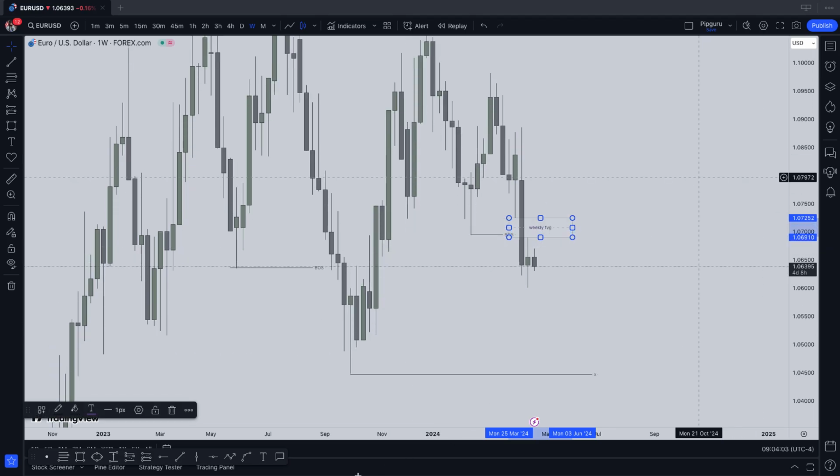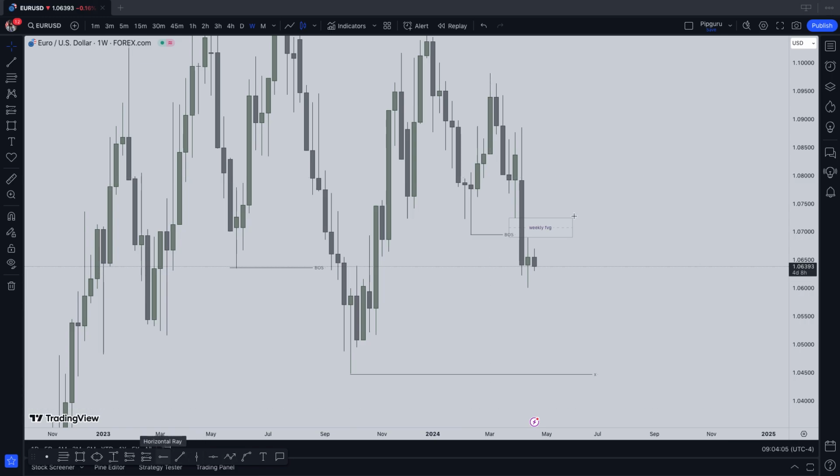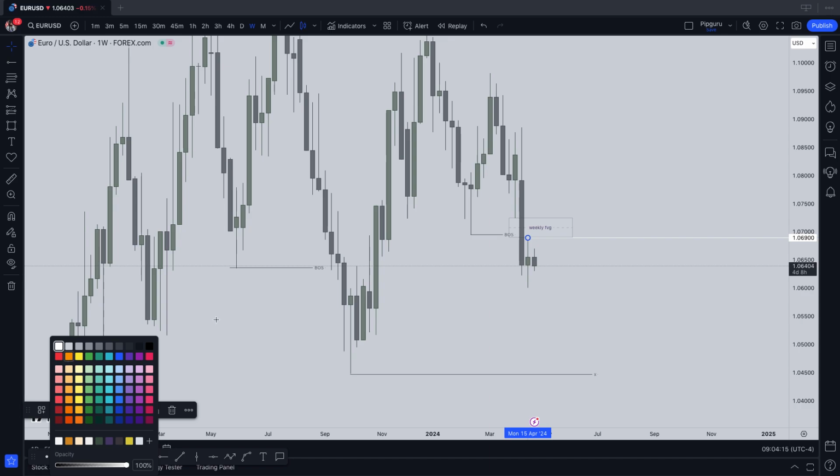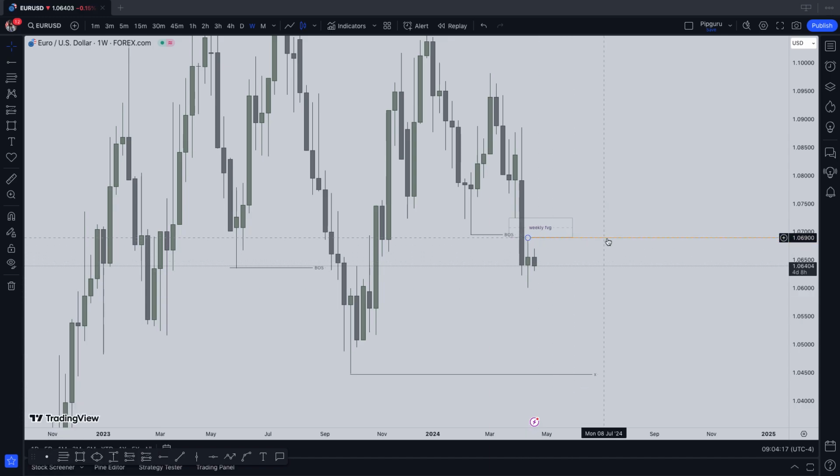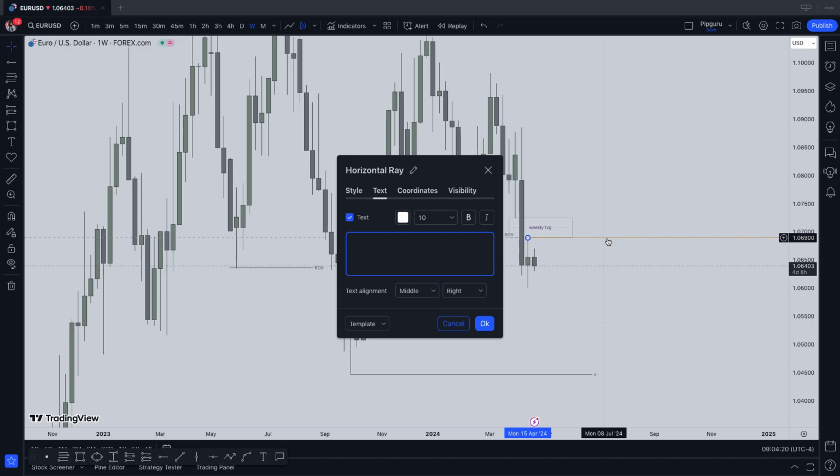Nice. And we have this high as well right here, which is our previous week's high. So this is the high that was created last week. So that's a second confirmation. Let me go ahead and mark that off as well. Previous week high.